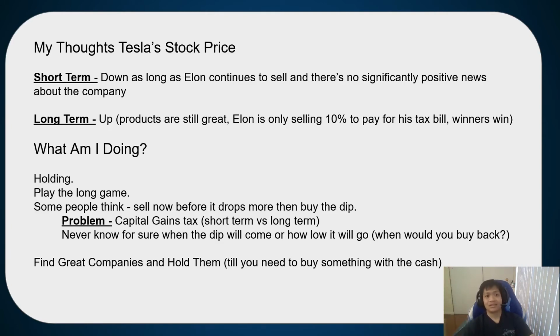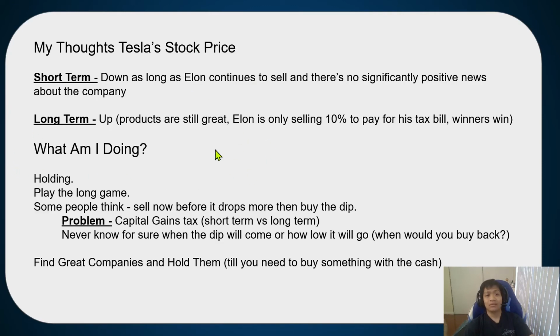But my guess is short term it's going to go down, but long term price prediction is it's going to go up. And why is that? Because the products are still great. I'm really looking forward to the Cybertruck that's coming out, especially since it's bulletproof. And plus, Elon is only selling 10%, and it's to pay for his tax bill. And also because what do winners do? Winners win in general. Of course, not 100%. So yeah, that's my thoughts on Tesla's stock price.